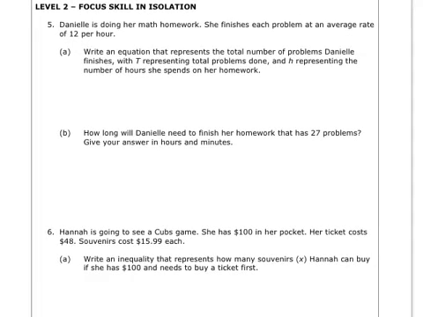Let's look at number 5 first. Danielle is doing her math homework. She finishes each problem at an average rate of 12 problems per hour. So each hour she accomplishes 12 problems. Whenever you see the word per or rate or each, words like that are going to indicate that that is our dependent coefficient. So that's the one that's going to be on your variable.